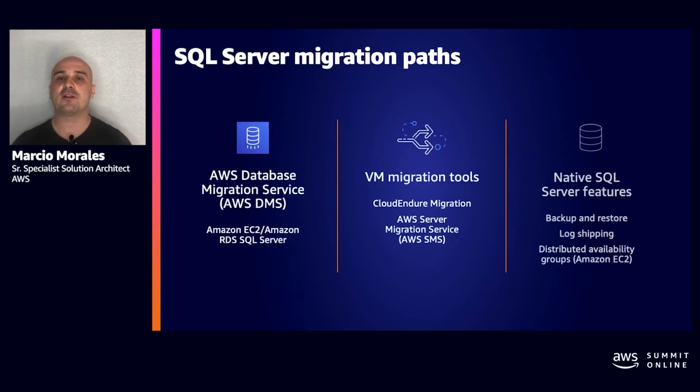Now, to migrate your on-premise database to AWS, you have three options. The first one works on the database level: AWS Database Migration Service, DMS. The second option is to use block-level replication tools like CloudEndure and AWS Server Migration Service, SMS. And the last option is to use built-in SQL Server tools like distributed availability groups, log shipping, and backup and restore. So let's dig into those options.